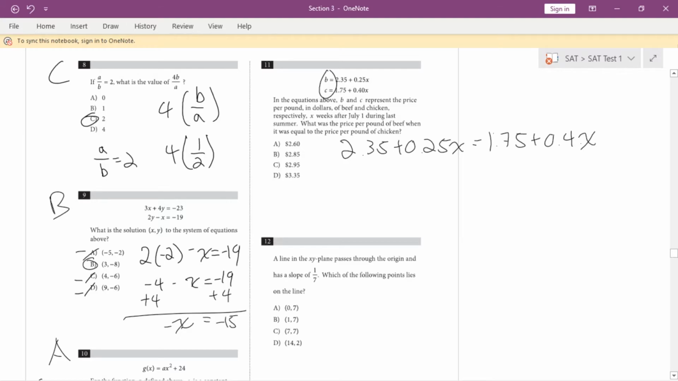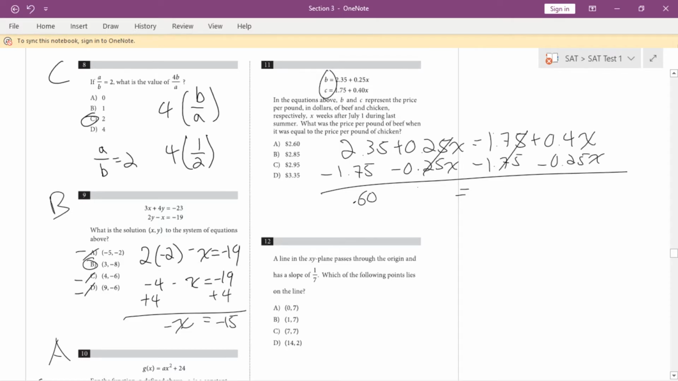And if I solve it out, I'm going to move 1.75 here, and I'm going to get rid of 0.25. And if I do all that, I get, well, these go away, 1.75 and 2.35. I think we get 0.60, right? And on the right side we get 0.15x, and it takes 4 of these to make one of those, so x is equal to 4.